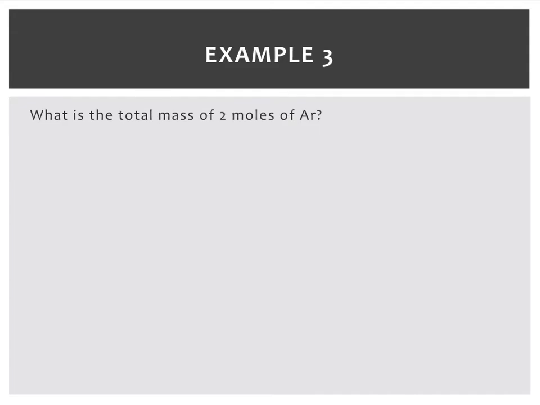Next example, what is the total mass of 2 moles of argon? So argon here, how many grams do we have for every mole of argon? So let's look it up in the reference table. All right, so there are 40 grams per mole of argon. So we have 2 moles of that. What do you think this number will come out to? I think it's going to be 80 grams.